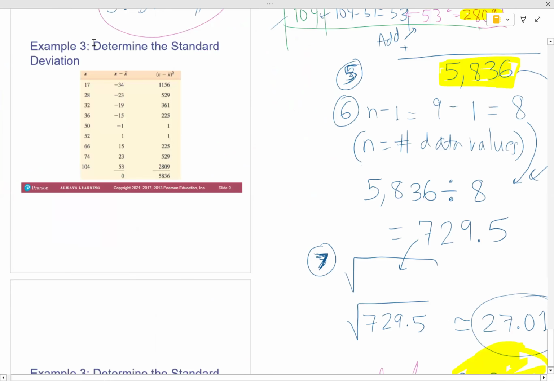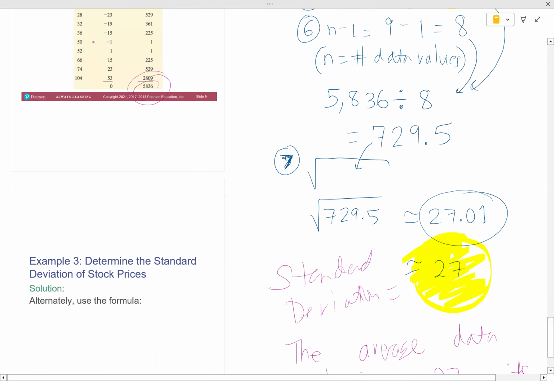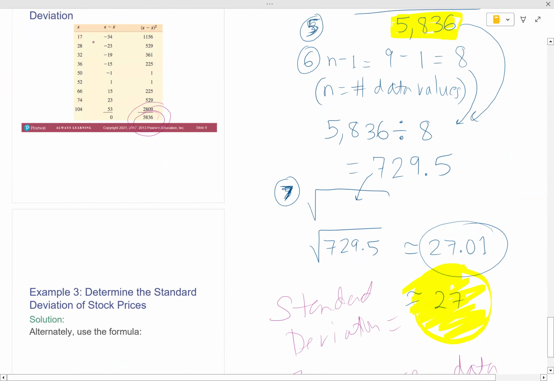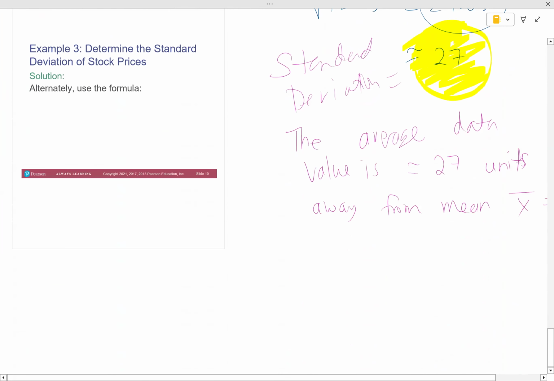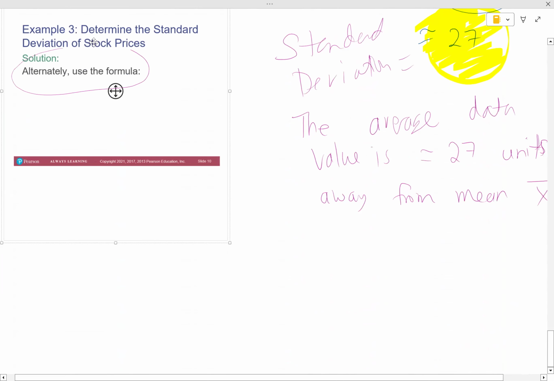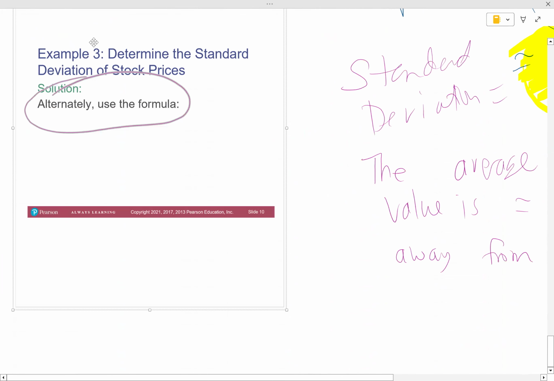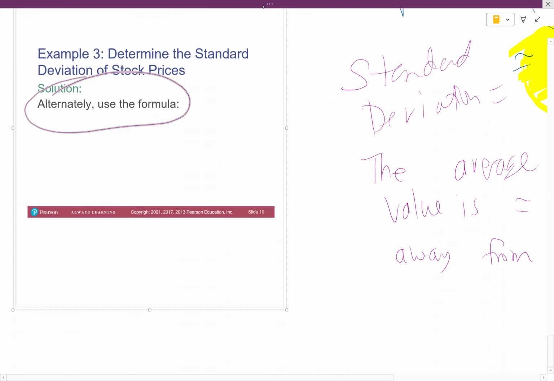Let's see, I'm just going to check. Are we doing everything right? I think this was our sum, 5,836. Is that what we got? Oh, thank God. And then it says alternately we can use the formula. I don't know, maybe we can do that. Yeah, let's just do it. This is a very short section, but I think it's mostly because the standard deviation is probably where students stop understanding statistics, just because the formula is so complicated.